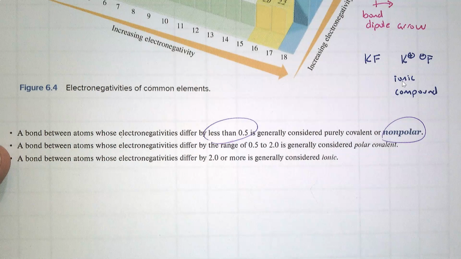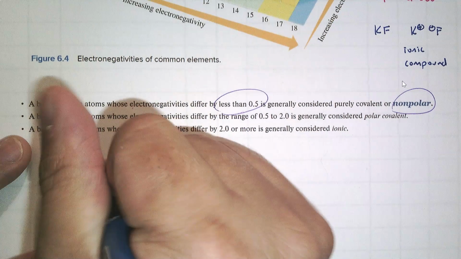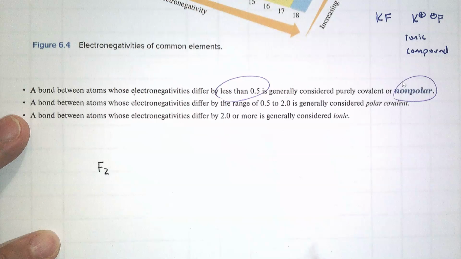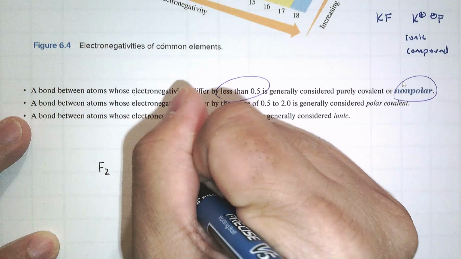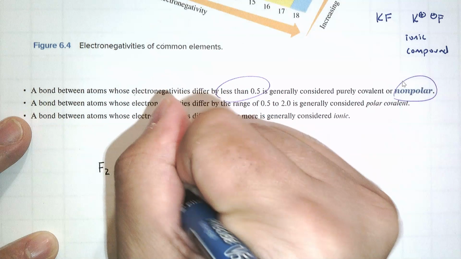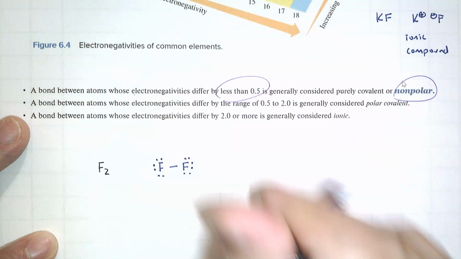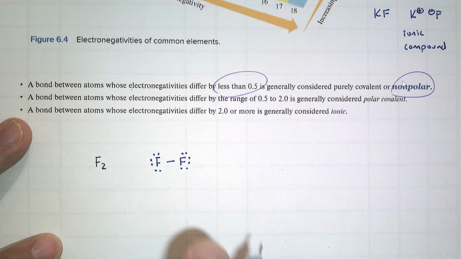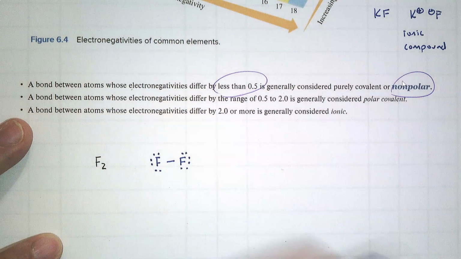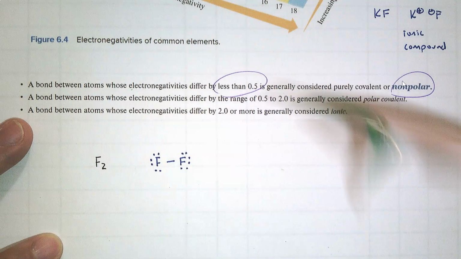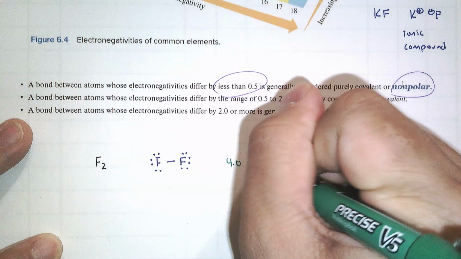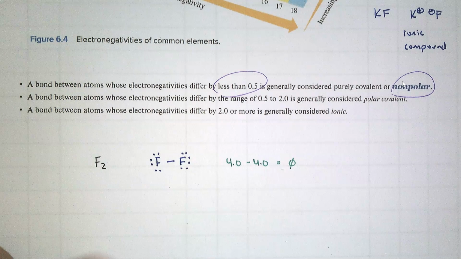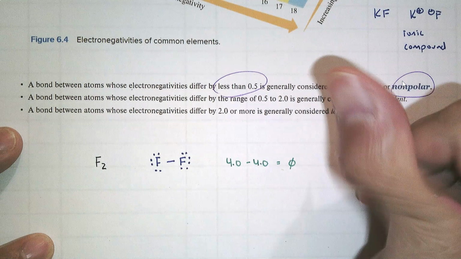Now, think about this. If I have F2, two fluorines, and they are covalently bonded to each other, you see that it's a tie. They're both fluorines. They have equal pull. So the electronegativity difference should be 0. And if we do the math, it's 4.0 minus 4.0 equals 0. So that bond is what's called a nonpolar covalent.